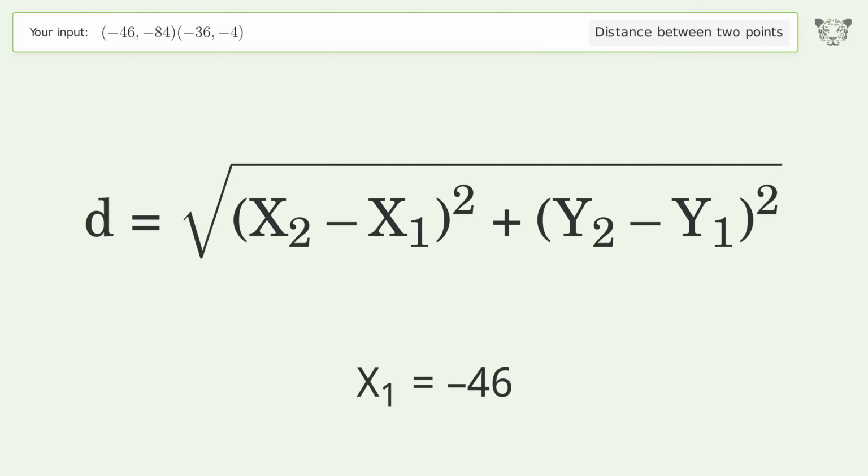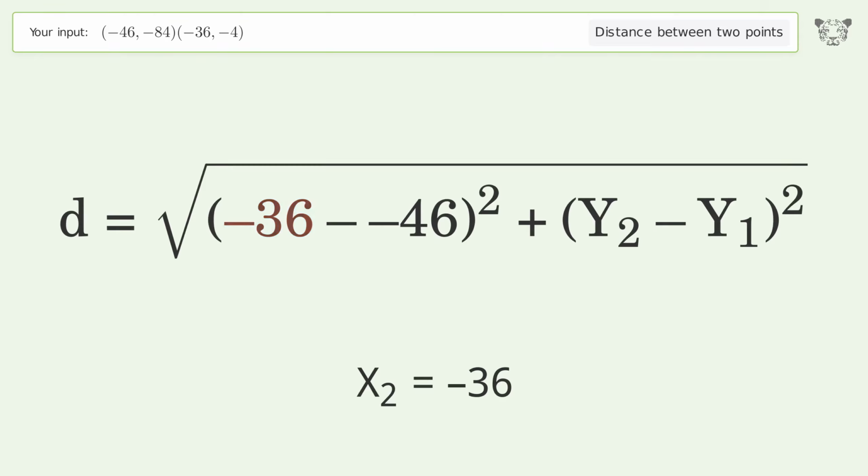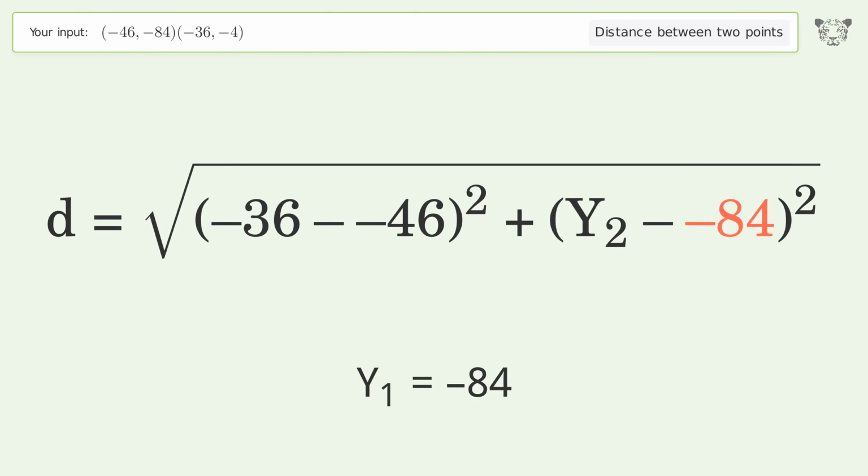x1 equals -46. x2 equals -36. y1 equals -84. y2 equals -4.